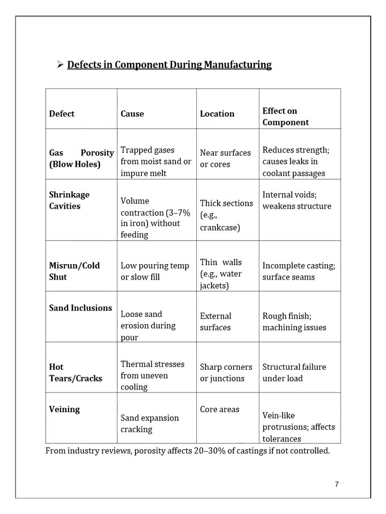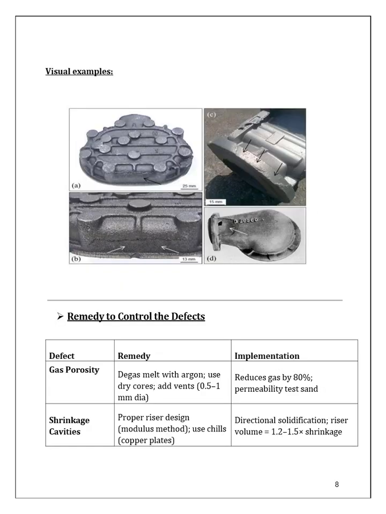We also have shrinkage cavity. Volume contraction is 3 to 7% of iron without feeding, so the cause is volume contraction of 3 to 7% in iron. Thin sections and internal voids cause leakage. Cold shut is caused by low pouring temperature, and can be located in thin walls, such as the thin walls of water jackets, a common defect during manufacturing.